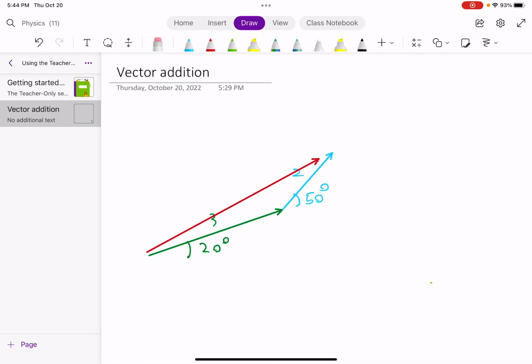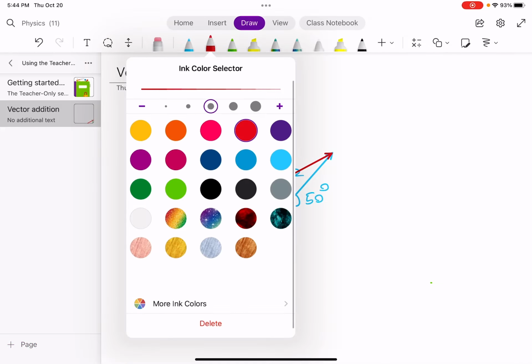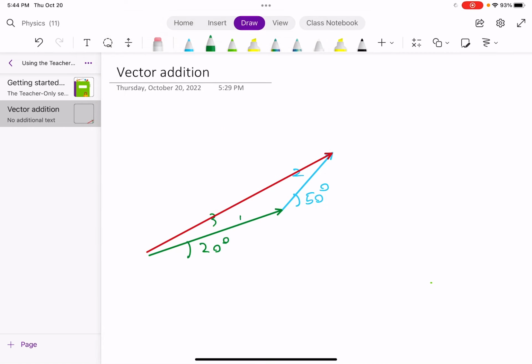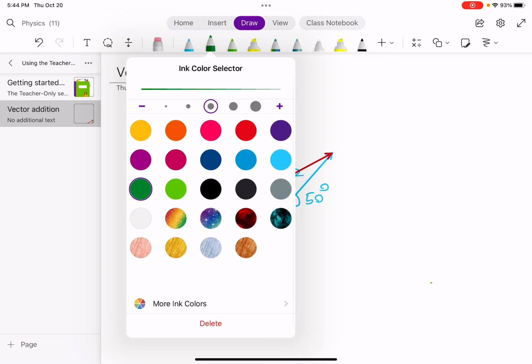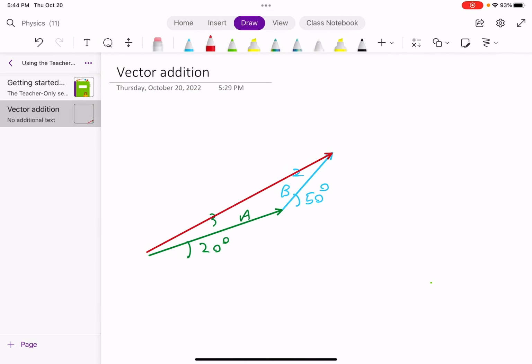So if we draw a new line over here, this red line, we'll call this vector A, we'll call this vector B, and we'll call this one over here vector C. C is the sum of the two vectors because it is the result of what happens when you have displacement A followed by displacement B.